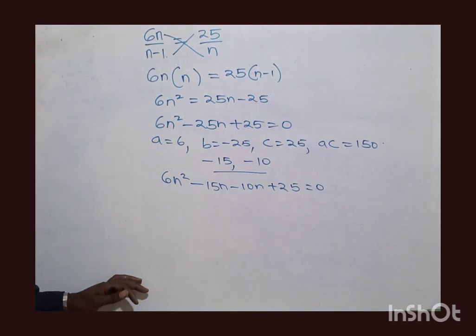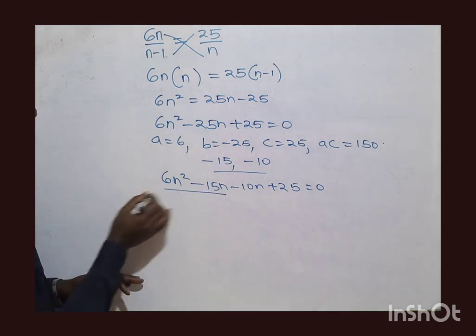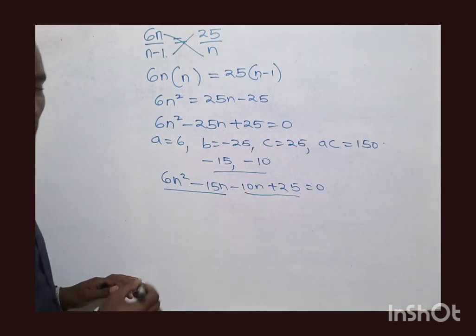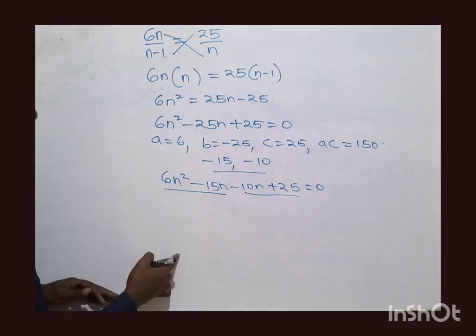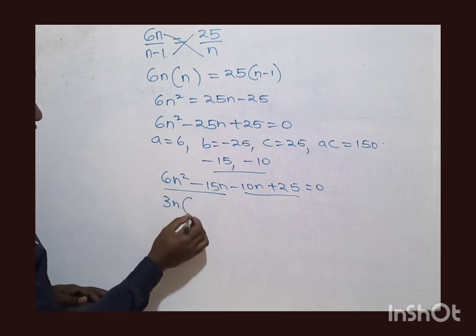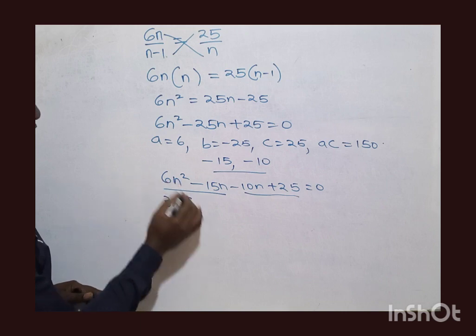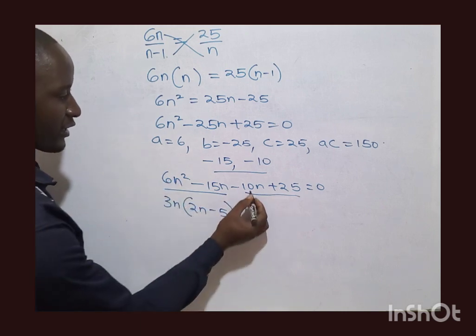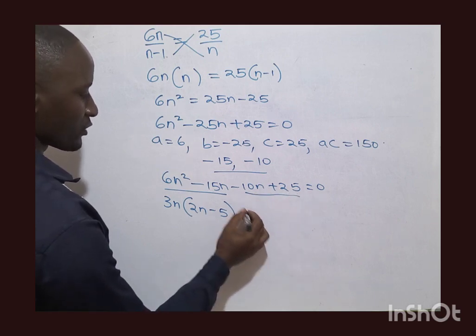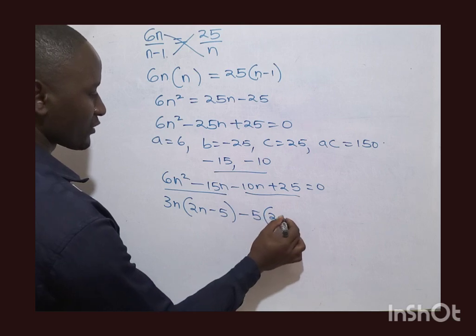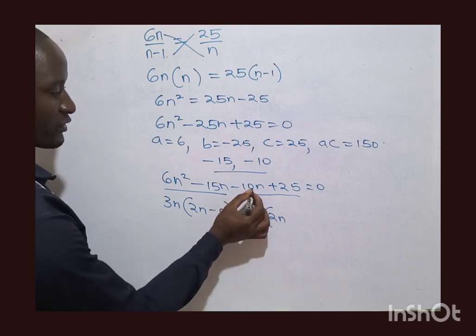In this case, we need to factorize the common terms in the first two terms, and then again the common terms in the last two terms. So if you are keen, you'll realize the common term here is 3n. So this one will be 3n into 2n minus 5. Here the common term is 5, so this will be minus 5 into 2n. Remember this was negative 10n.